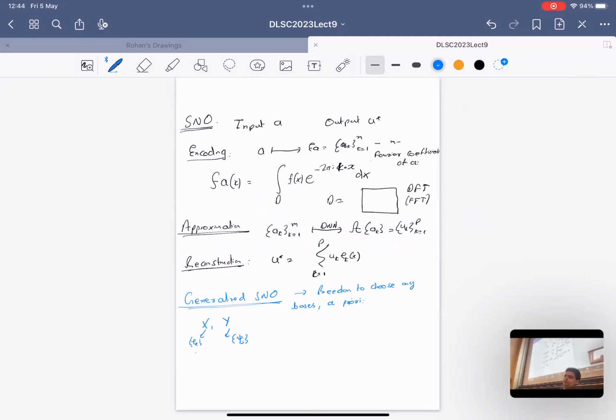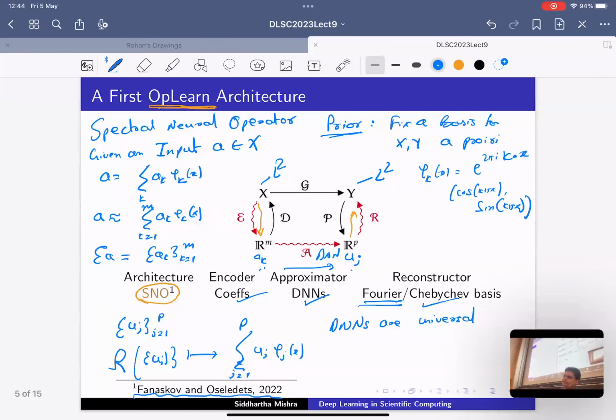For instance, on the input space, I could choose a Fourier basis. On the output space, I could choose a Chebyshev basis. And why would I do that? There could be some advantages. You'll see some examples that in some cases, one basis is better, in some cases, another basis is better. But essentially, all the learning happens in a finite dimensional manner. There's no learning of these bases, right? The basis is something that we provide due to expert knowledge.